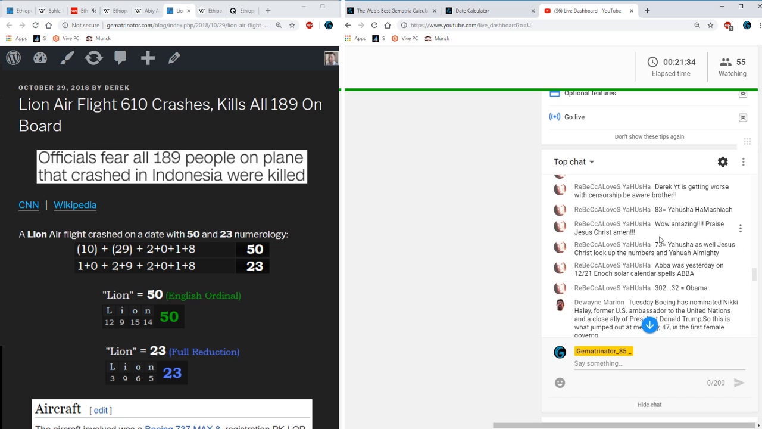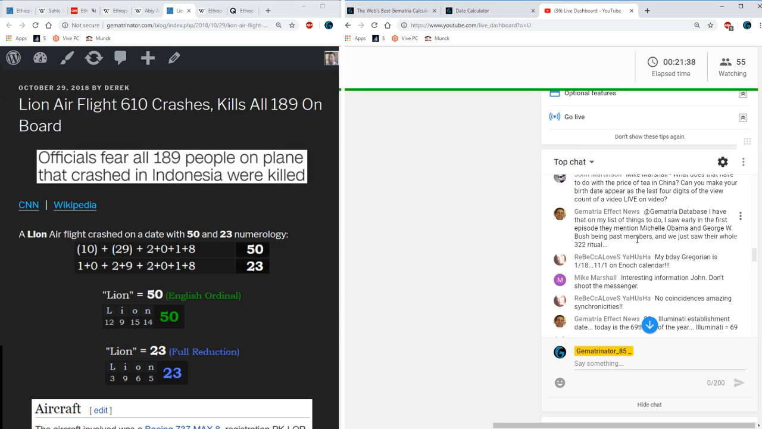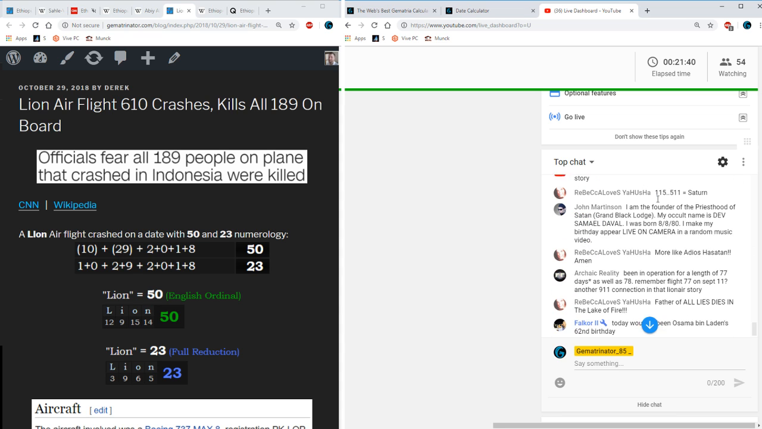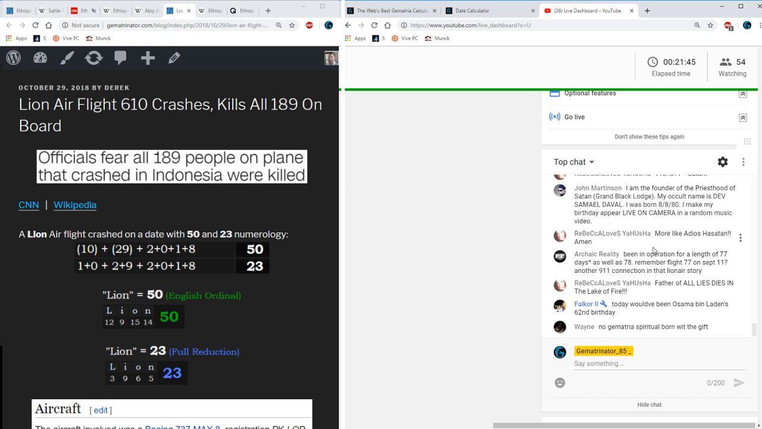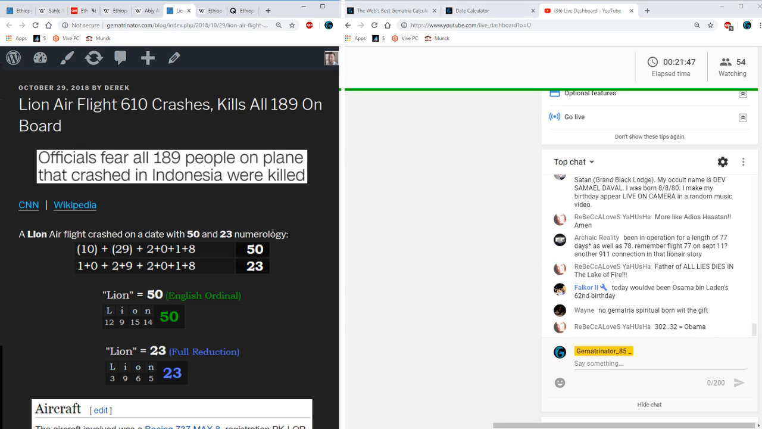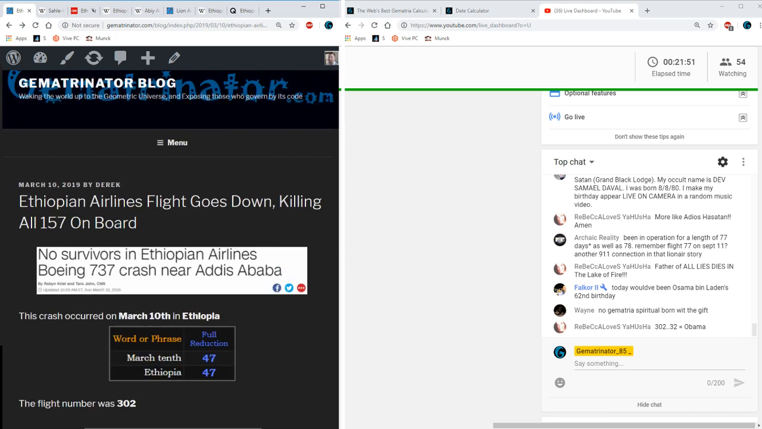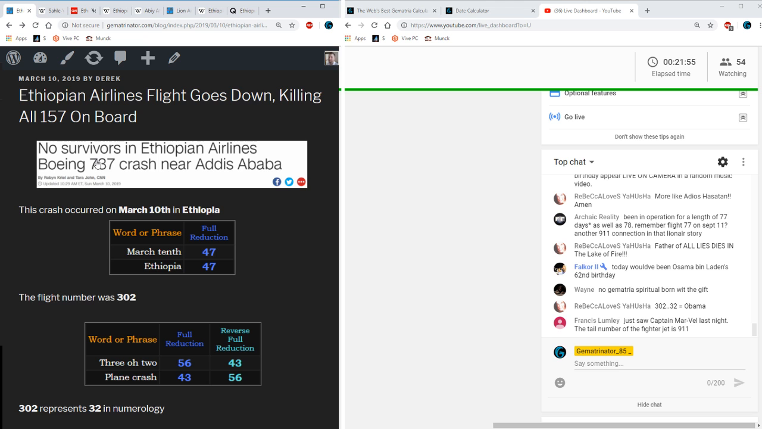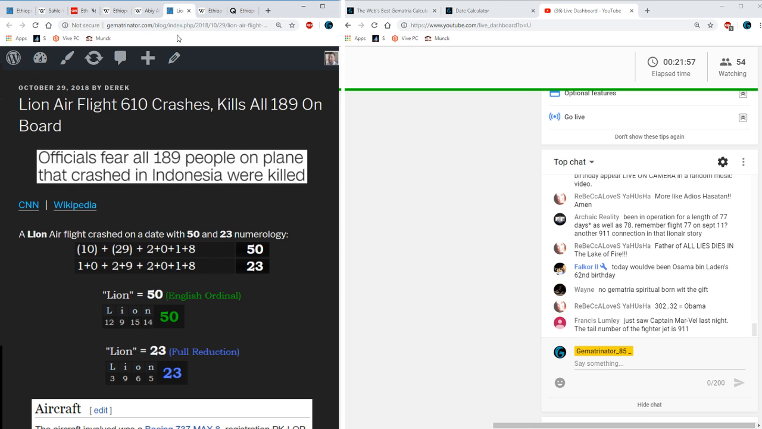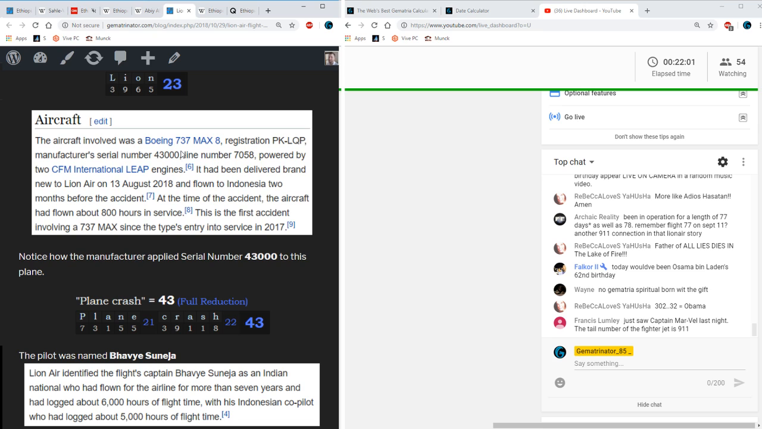I hope I didn't miss too many other things here in the chat. Of course, there's always some Illuminati riddle there, which Zach is on top of. So, yeah, there you have it, guys. This plane crash, 100% by the numbers. Remember, too, that this plane was a fairly new Boeing 737. And the Lion Air plane that crashed was also a fairly new Boeing 737.